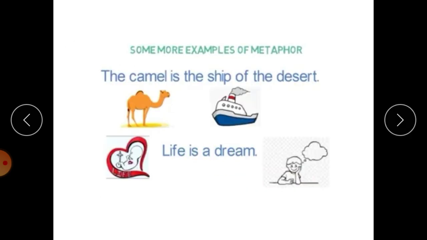Let's look into some more examples of metaphor. The camel is the sheep of desert. Here, the comparison between camel and sheep is made by saying that they both are equal without using any word of comparison. So, this is a metaphor. Next example, life is a dream. Here, the comparison between life and dream is made by saying that they both are equal without using any word of comparison. So, these are the examples of metaphor.